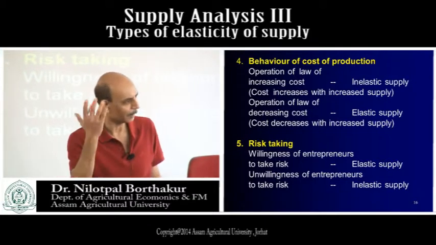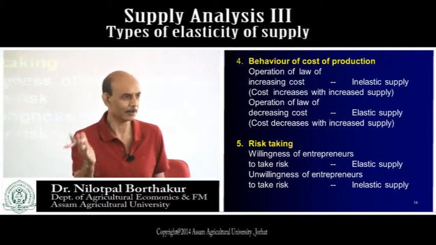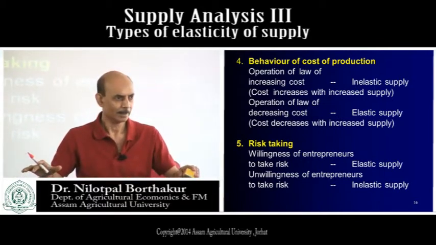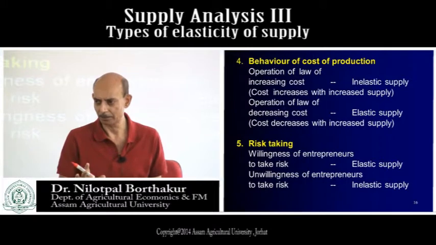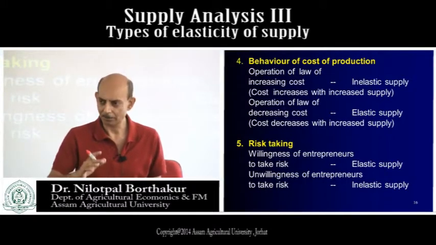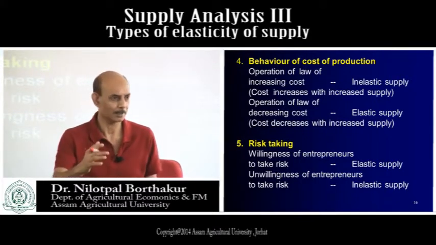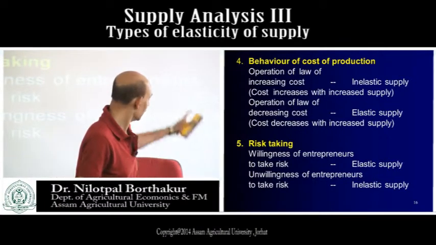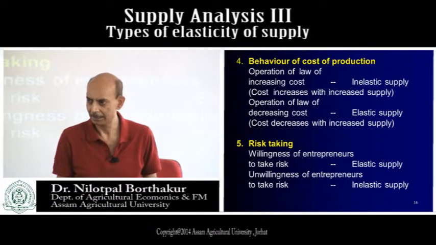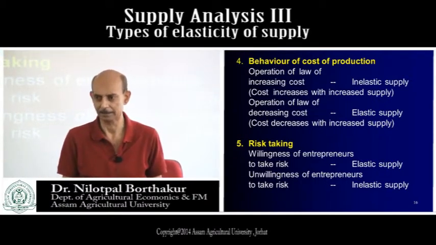Supply will become inelastic, even if the price goes up, because he finds that there is no extra profit for producing additional 10 breads. Let me keep the profit with 1,000 bread production. So there are certain situations in the production process when farmers face the law of increasing cost. Sometimes farmers face the law of decreasing cost as they produce more. So in case of decreasing cost, elasticity of supply is elastic. In case of increasing cost, elasticity of supply is inelastic.